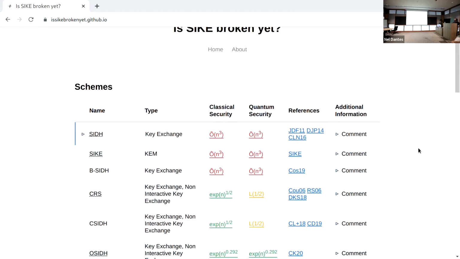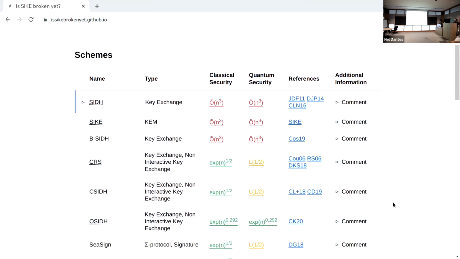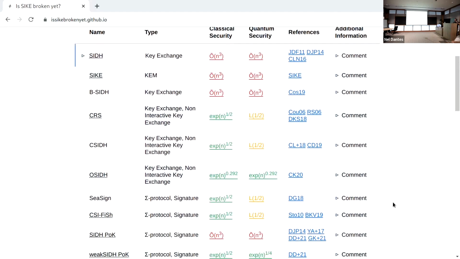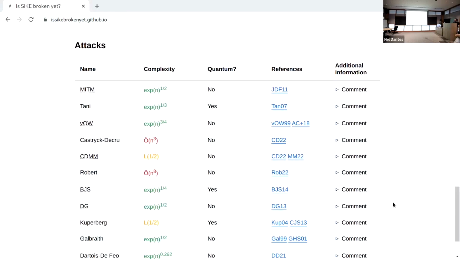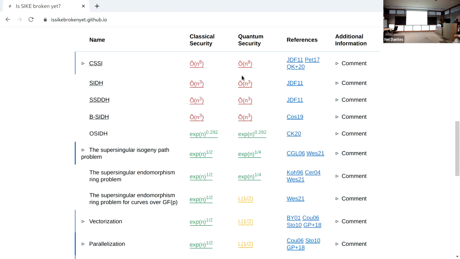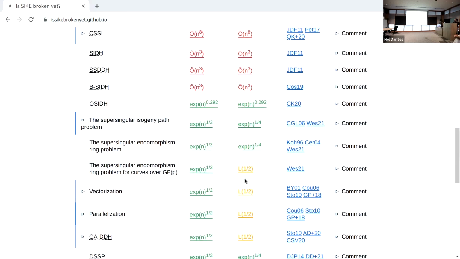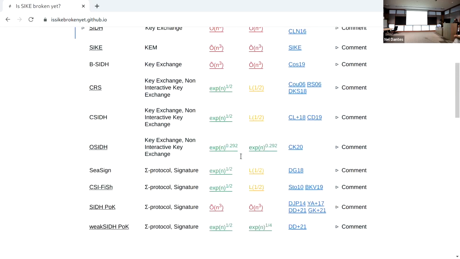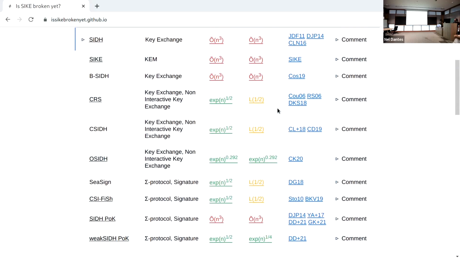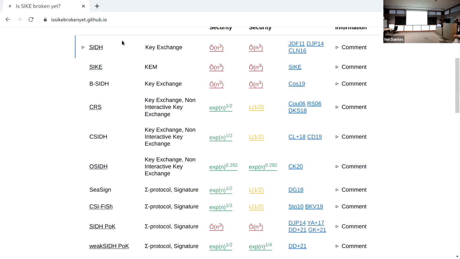The idea is to have a list of the schemes, or at least the most interesting schemes out there that have been defined from isogenies, a list of the assumptions they're based on, and a list of the known attacks on the assumptions. And then, as you can see, the color codes: red means it's broken, red means polynomial time, green means exponential time, yellow means sub-exponential time, and then there is one column for classical, one column for quantum. And you can see there is some red. There definitely is some red. Some things are broken: SIDH, SIKE, B-SIDH, SIDH proof of knowledge. These kinds of things, they are all broken.